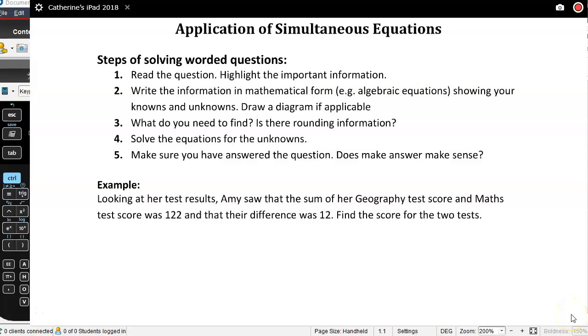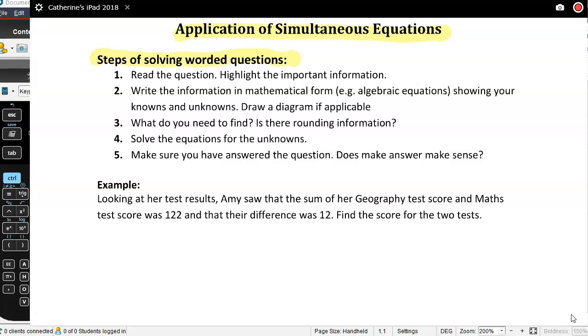Hello. So today we're going to talk about application of simultaneous equations. So think about this as being worded questions. So let's go over our steps of solving worded questions. You've probably talked about this before.